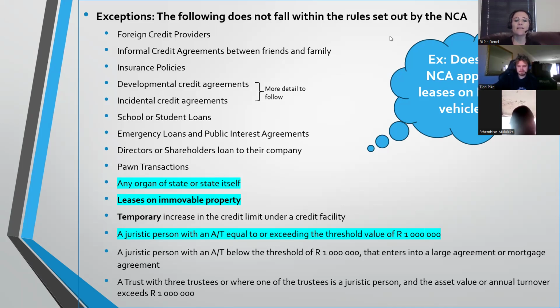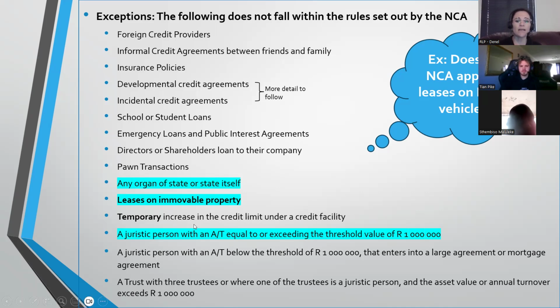Then the temporary increase in the credit limit under a credit facility. A juristic person, so that's a company, with an annual turnover equal to or exceeding the threshold value of 1 million. And this is once again your cheat sheet. The moment that it exceeds 1 million, we know it will be on the list of exceptions. A juristic person with an annual turnover below the threshold. So now you're a bit unsure because it's below the threshold. But this consumer then enters into a large agreement, which will automatically push them over the threshold. And therefore, they are on the list of exceptions.